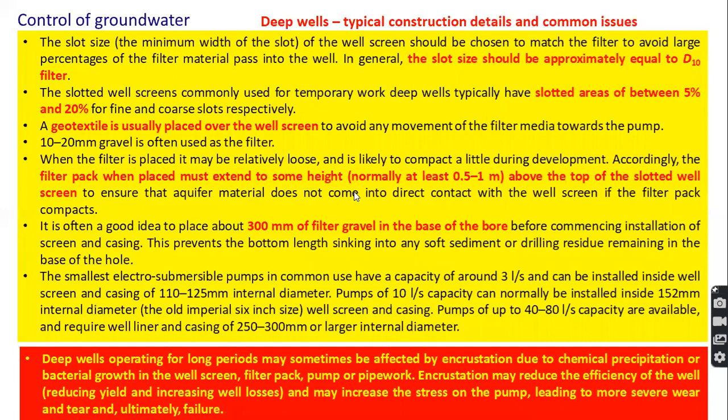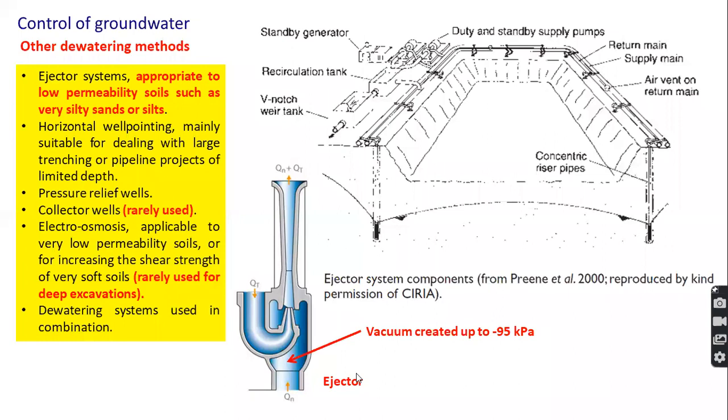This system is not available in Sri Lanka as far as I know. I have inquired from different contractors, but they said they don't have this. This is called an ejector. In the ejector, a high pressure water jet is circulated, and when it goes through this nozzle, it creates a vacuum, and this vacuum sucks water into the drain pipe. This is very useful in very low permeability soils such as silty sands or silts.